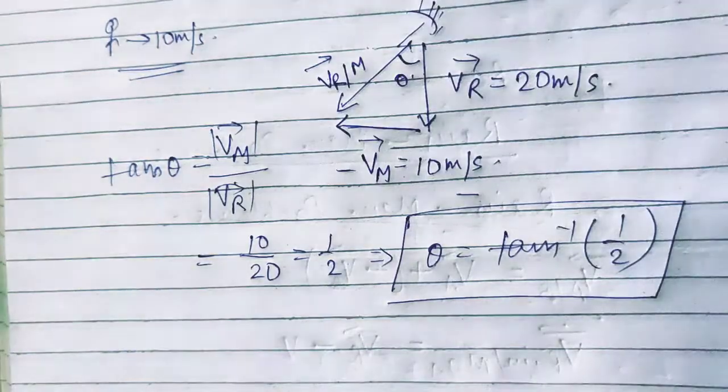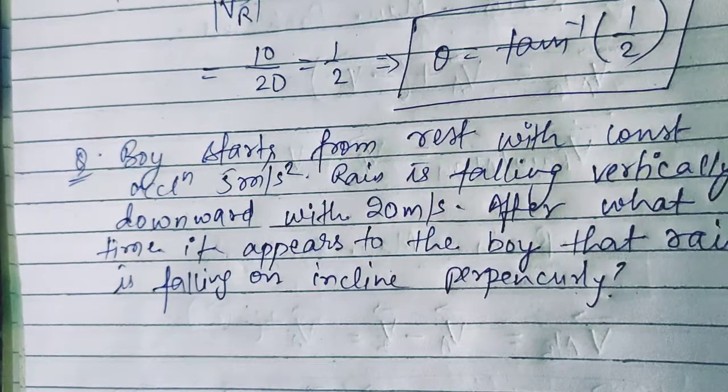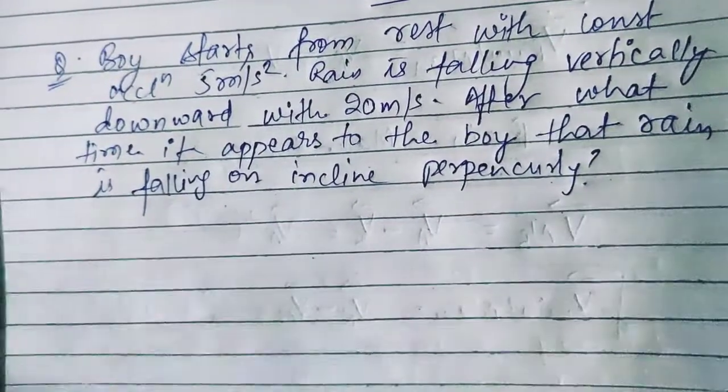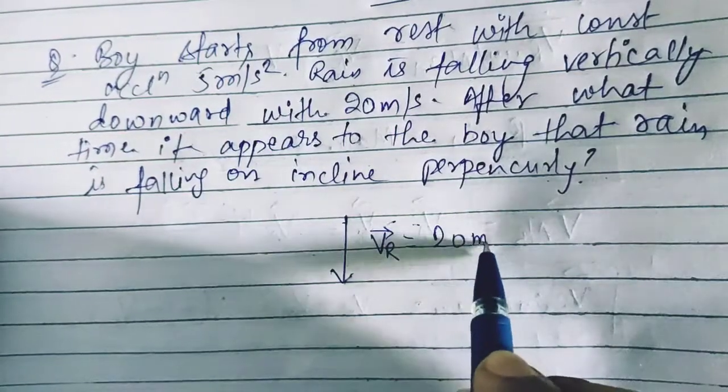Now let's see the second question. Here in this question, the boy starts from rest with a constant acceleration of 5 meter per second square. Rain is falling vertically downward with a speed of 20 meter per second. After what time does it appear to the boy that rain is falling on the incline perpendicularly? So what are the things that we know from this question? First of all, we know the acceleration, which is constant, that is 5 meter per second square, and we know that rain is falling vertically downward, so velocity of rain is vertically downward with 20 meter per second.